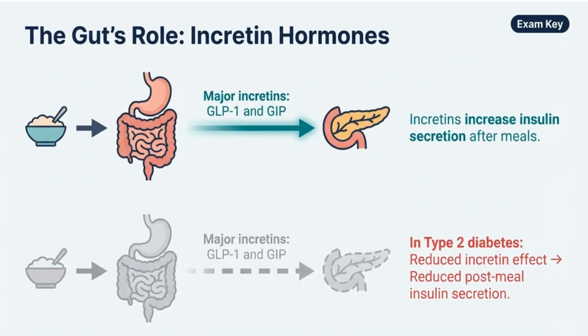Incretin hormones, like GLP-1 and GIP, secreted by the gut, normally increase insulin secretion after meals. In type 2 diabetes, there is a reduced incretin effect, resulting in reduced post-meal insulin secretion.